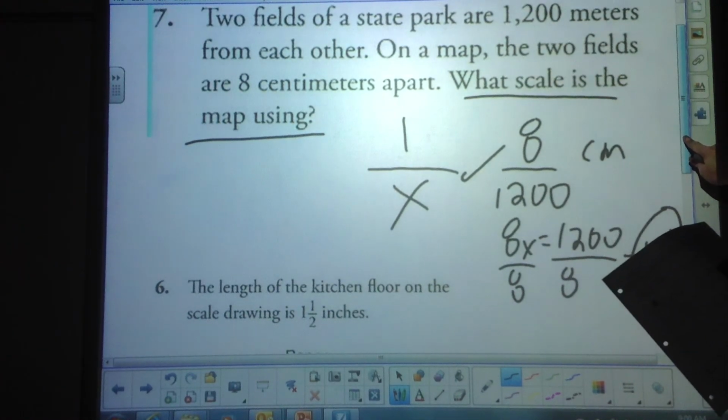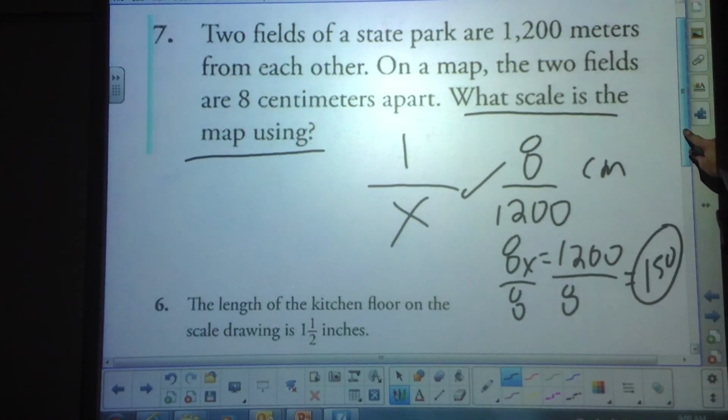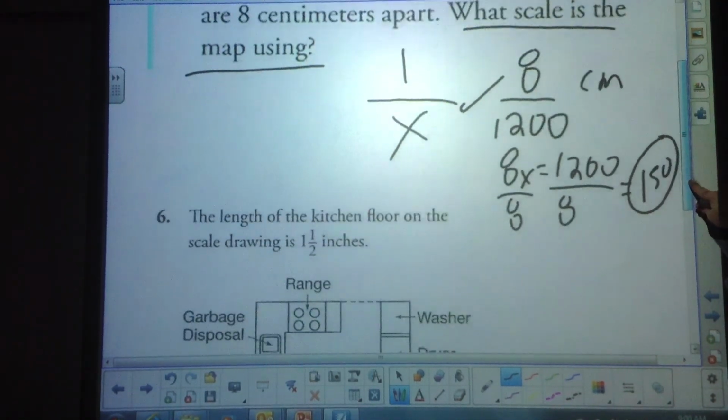And my numbers are just a touch off. This is actually number 6 on yours, and this will be number 7.